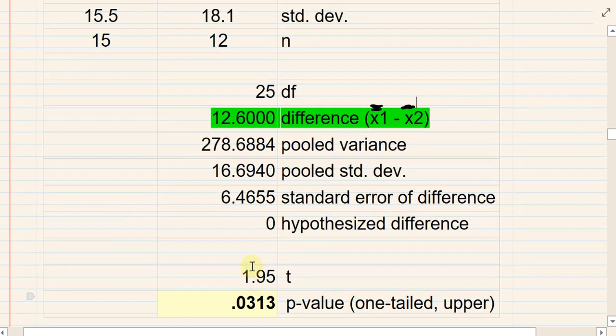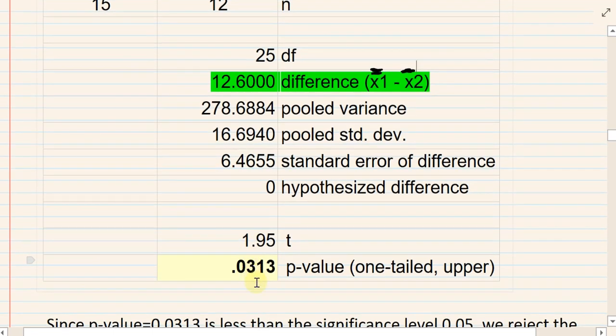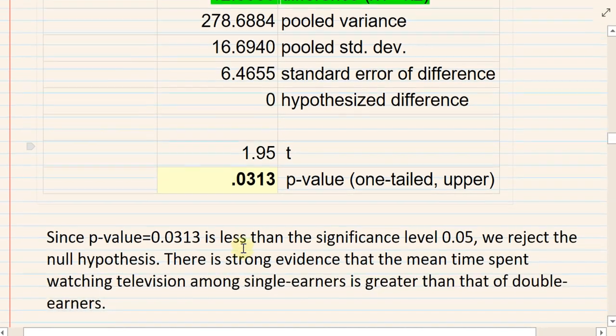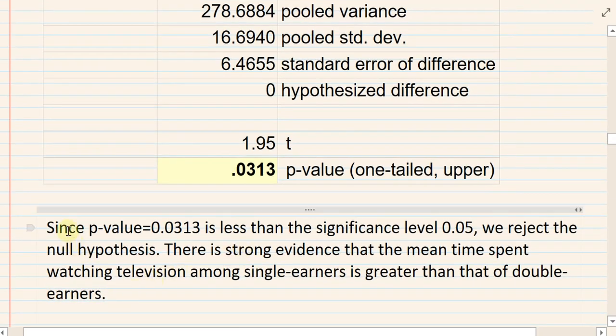Now remember, when we test hypotheses, if the p-value is less than alpha, our significance level, or equal to it, we reject the null hypothesis. So there you go. I have my decision and conclusion here. Since the p-value is indeed less than 0.05, we're going to reject the null. This is our decision. Now this part comes the conclusion. This is what our conclusion is.